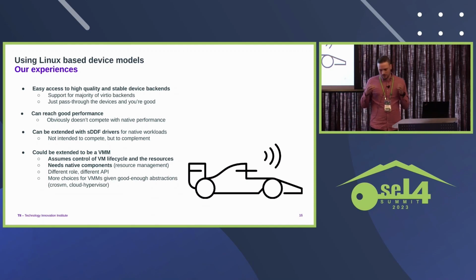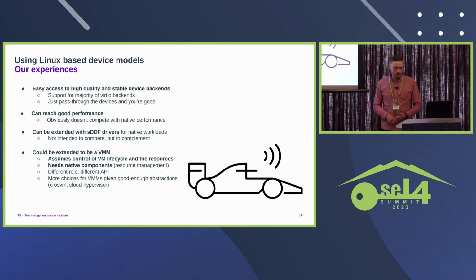But then when it has a different role, it's actually taking kind of initiative. So when you have a device model, it's kind of like waiting for when I need to serve. And this would bring some more choices to VMMs. So for example, crosvm would be fairly straightforward to actually get the support there, and also Cloud Hypervisor.